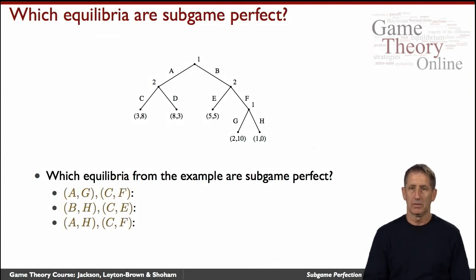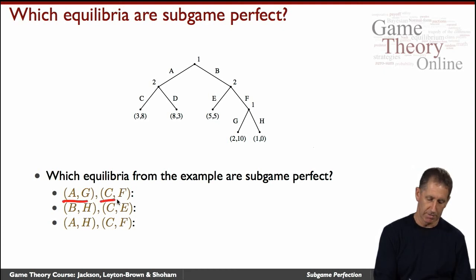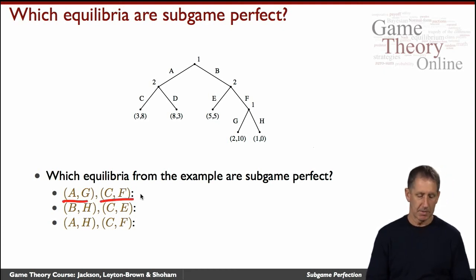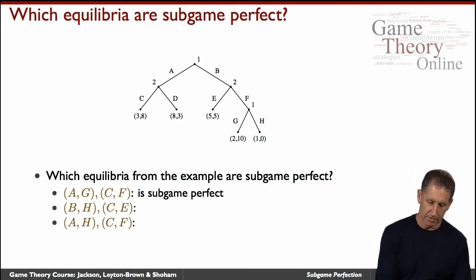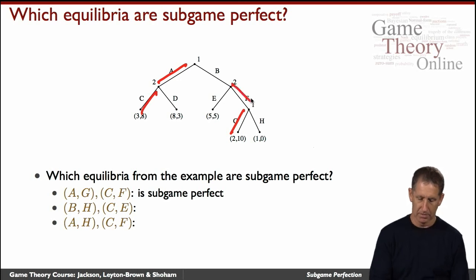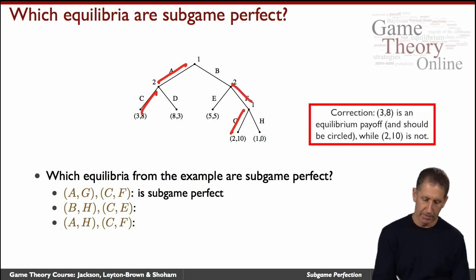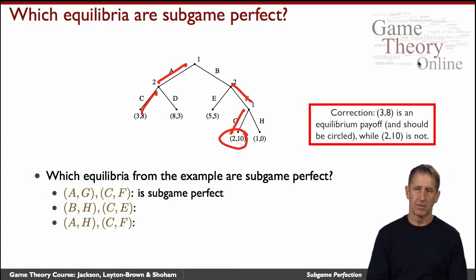So let's test our understanding of this concept a little bit. Let's look at this tree and ask ourselves what are some of the subgame perfect equilibria there. For example, how about AGCF? Well, the claim is that this, in fact, is subgame perfect. So that gives you this outcome over here. And you can check there's no profitable deviation.